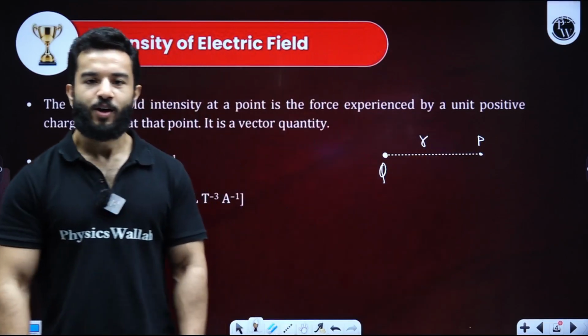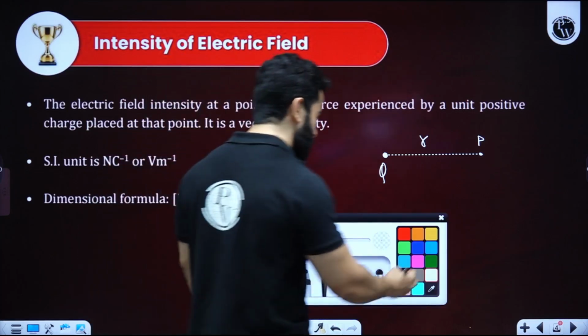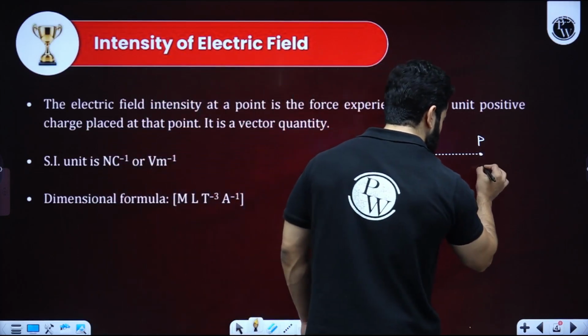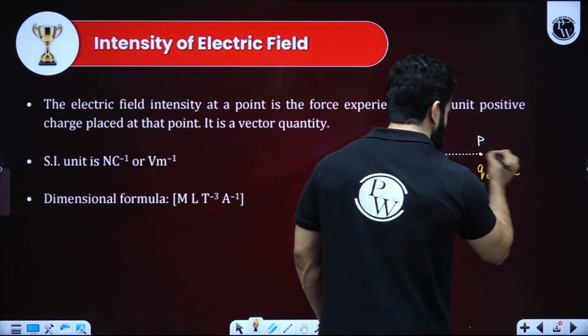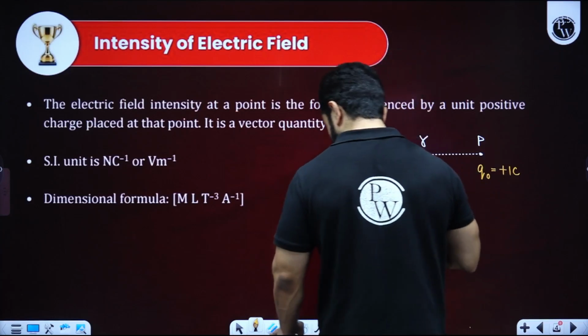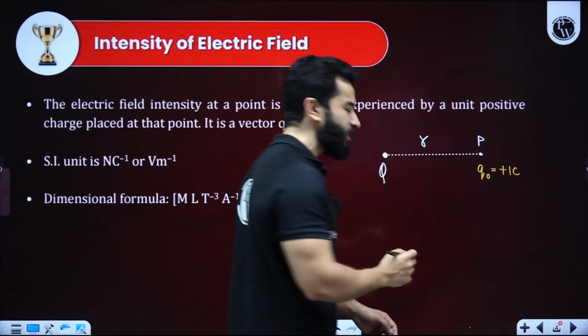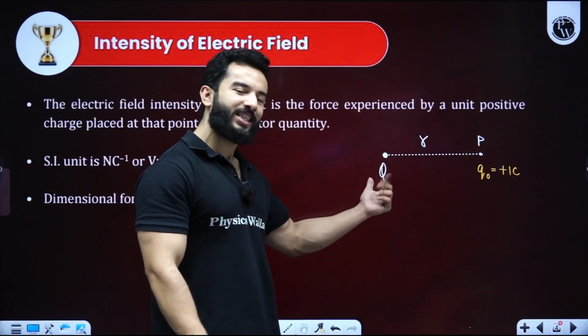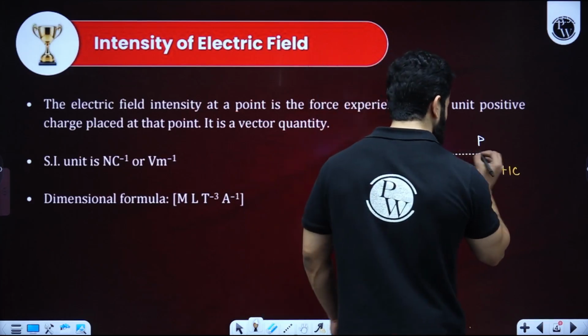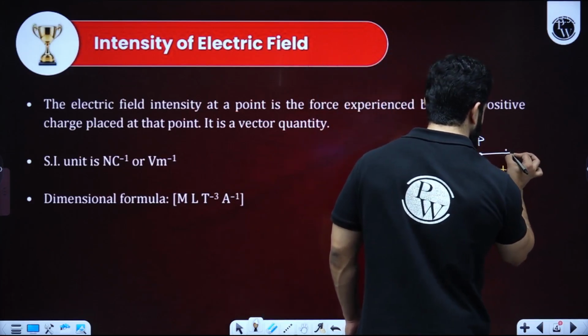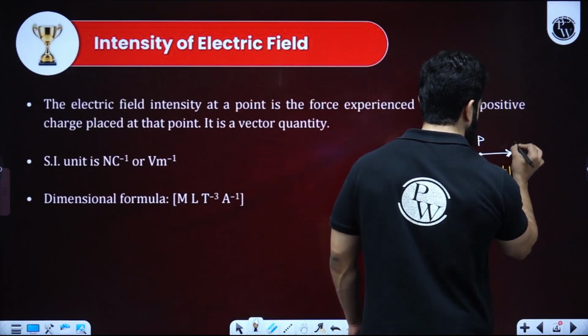This is the case. Let's assume that I have got a unit positive charge over here, which is often known as test charge. And let's calculate the force experienced by this unit positive charge. For simplicity, I am also taking this to be positive. You can take it in either way. If you take it as positive, the direction of electrostatic force will be something like this.